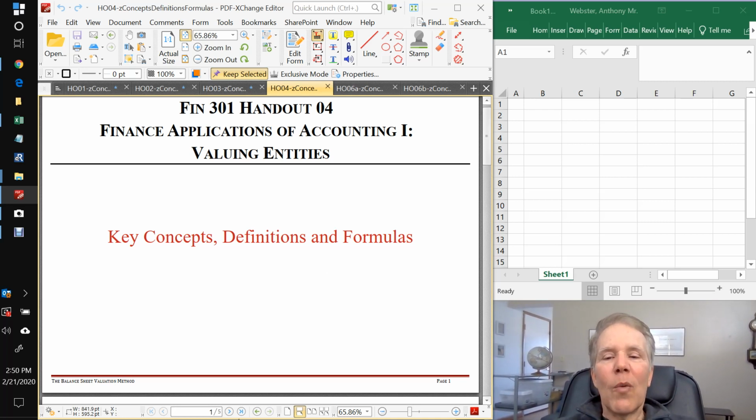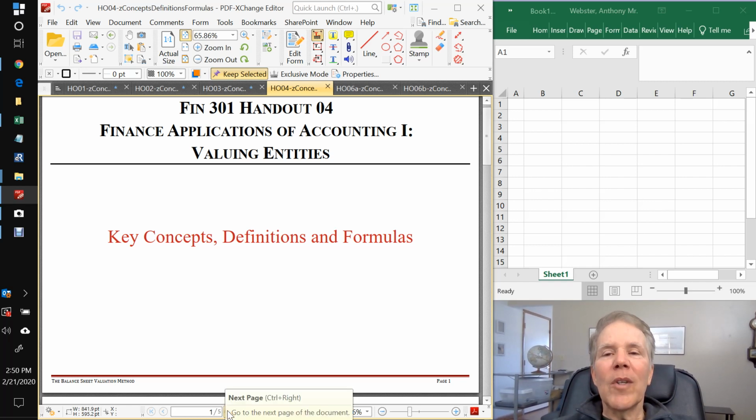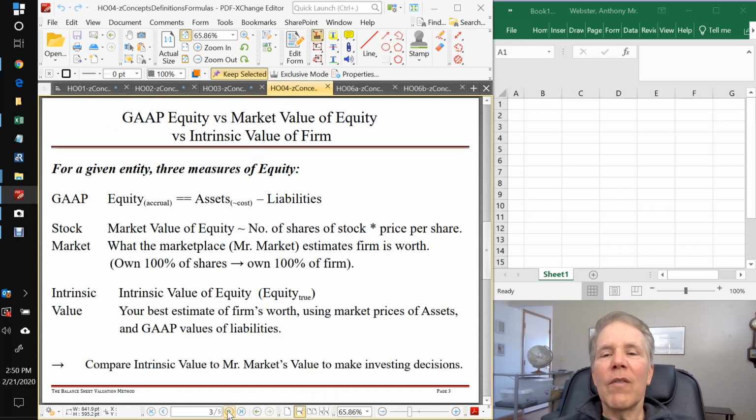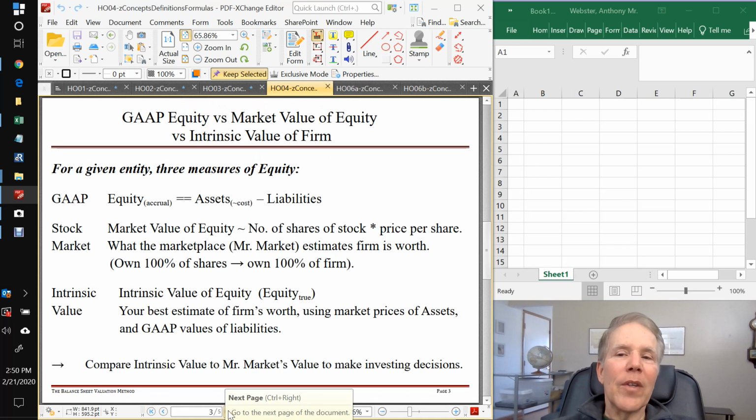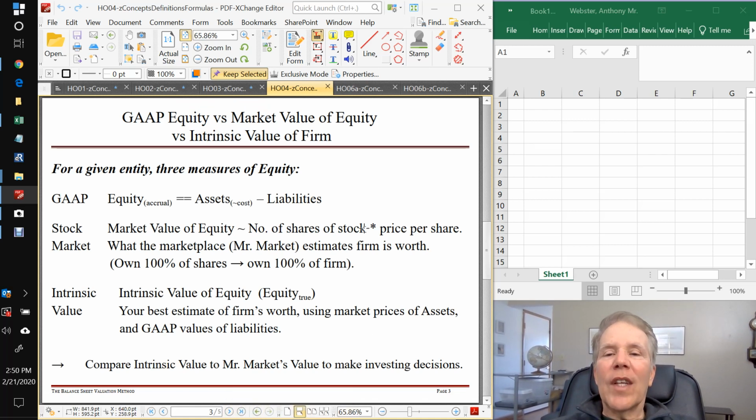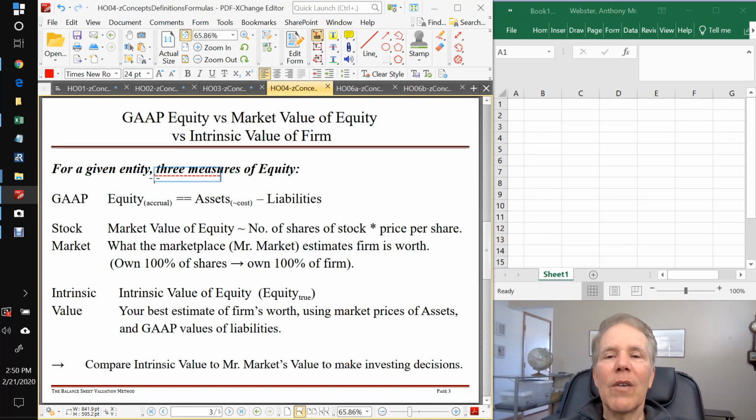Handout 4 was the first one, and that's where we learned the balance sheet valuation method. To get there, we had to understand that there are 3 measures of equity for an entity. And we've come back to this several times, so you really need to know this.